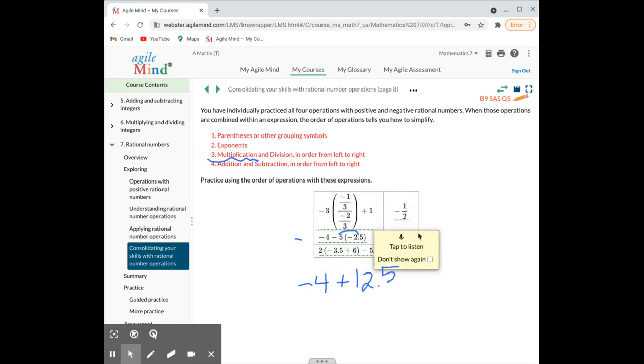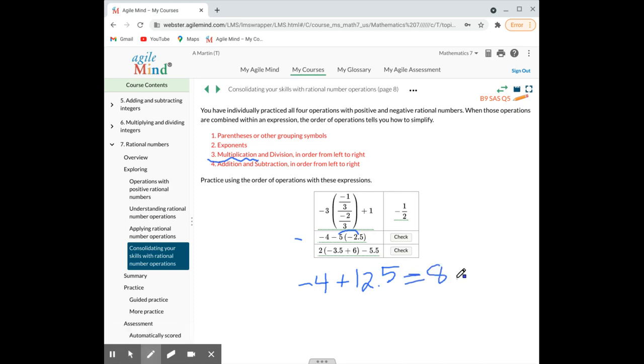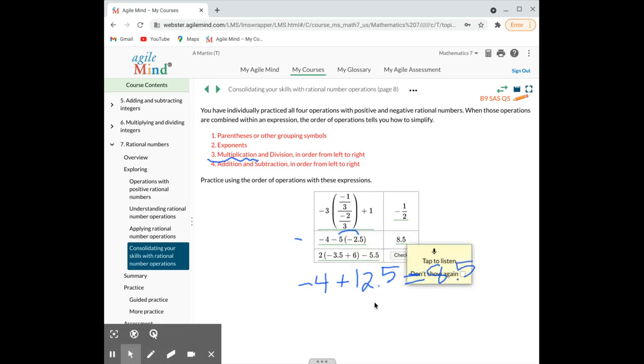I don't guess we checked our answer. There we go. We checked it now. So if I'm at 12.5, I'm on the positive side on a number line, and I move 4 places to the left, I'm now at what? 8 and a half. Good. We're moving right along. Y'all got it going.